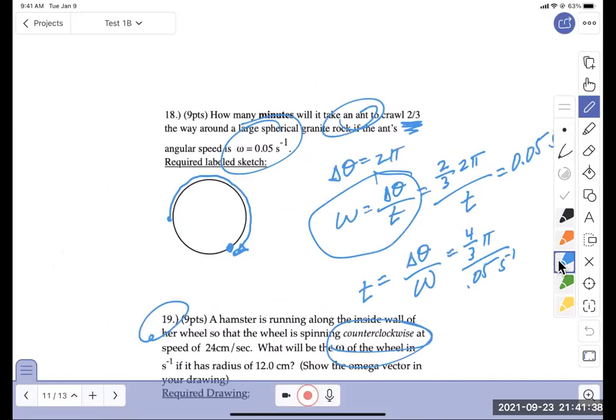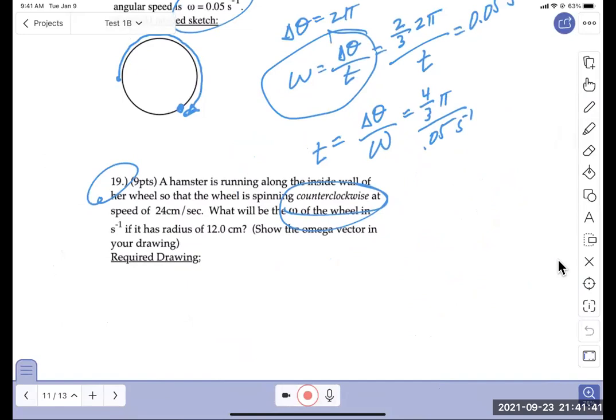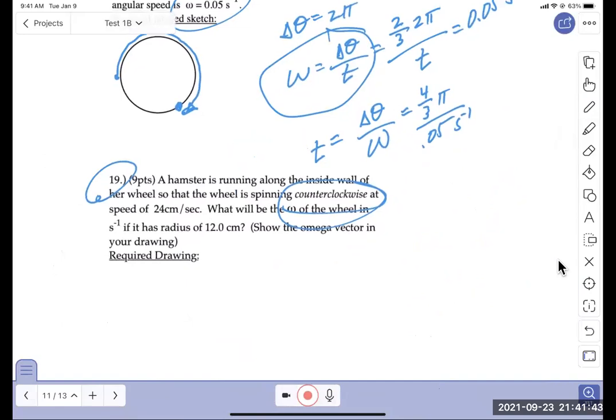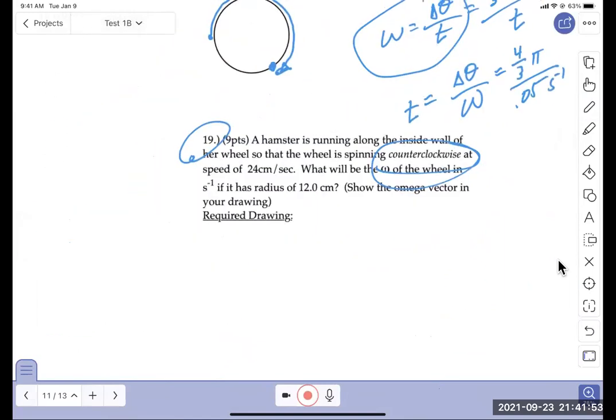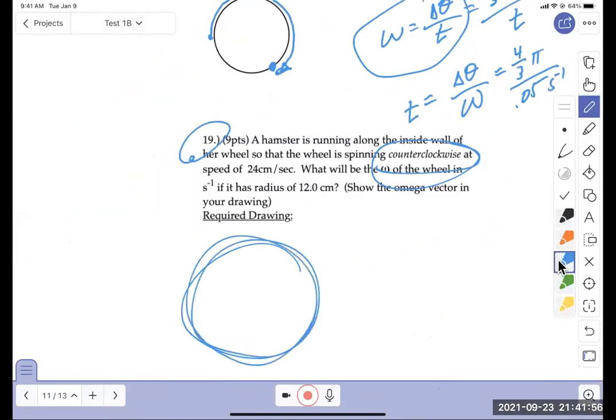Makes my heart sing. All right, so we got a few minutes. A hamster's running along the inside wall of her wheel so that the wheel's spinning counterclockwise. So now the wheel's going round and around like this. Okay, counterclockwise. And here's my thing. If you guys are understanding what's going on, I don't see any reason why you need to go to Stella's unless you just want to go work on the other part, the part we haven't seen, or go back and talk about this some more.